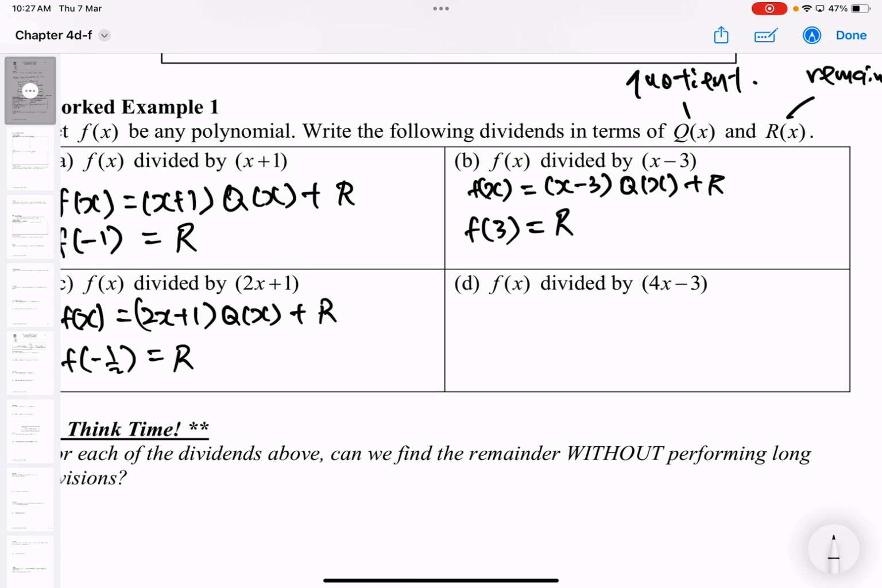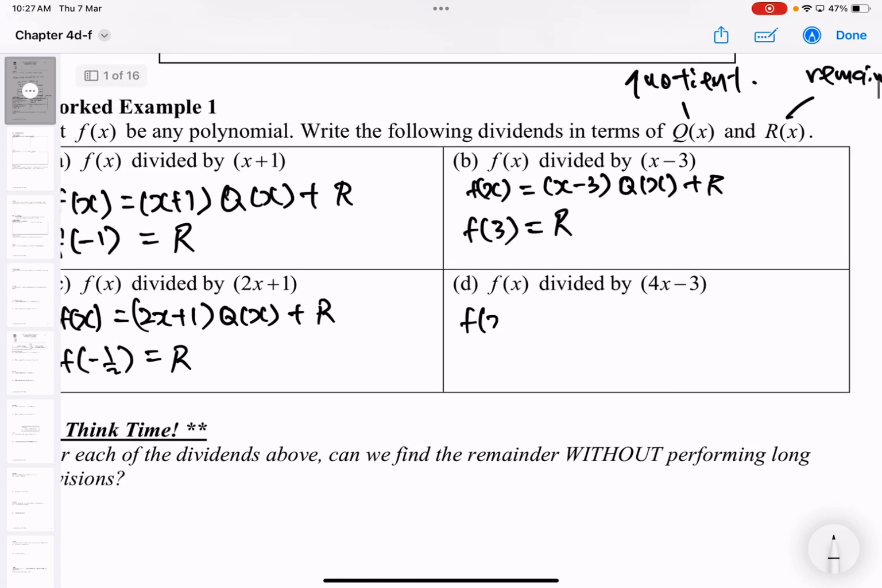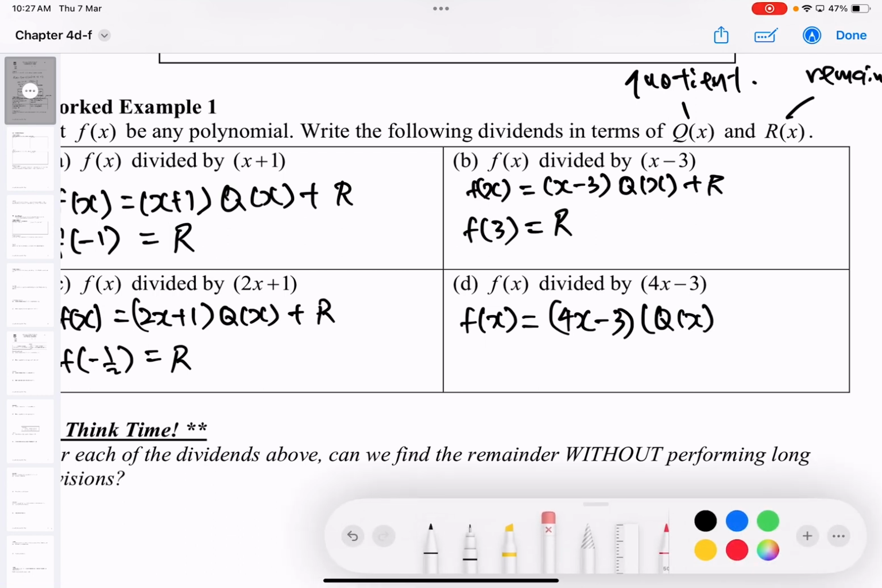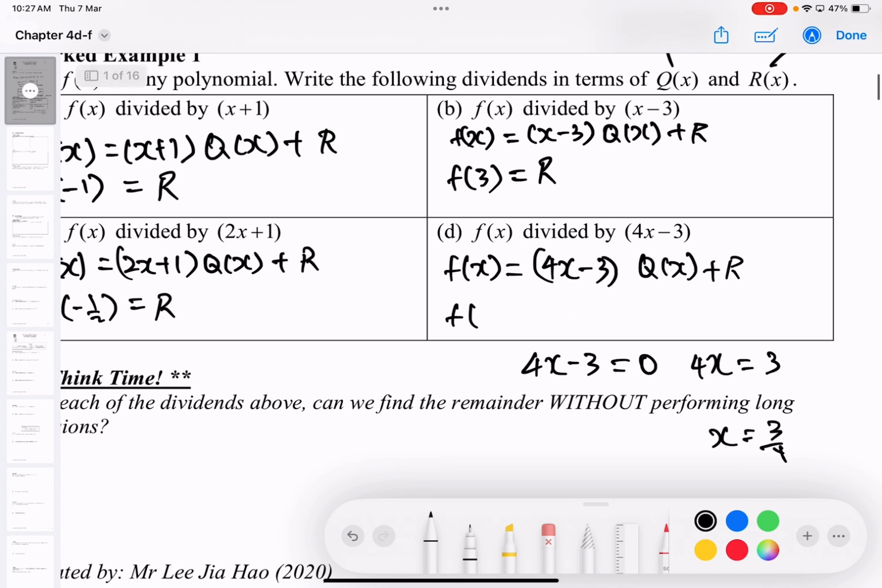f(x) divided by 4x minus 3. So f(x) equals 4x minus 3 multiplied by q(x) plus the remainder. The remainder is just a constant. So how do we find only the remainder? I will let 4x minus 3 be 0. 4x equals 3, therefore x equals 3 over 4. So I'm going to substitute 3 over 4 inside this function. I will get the remainder.